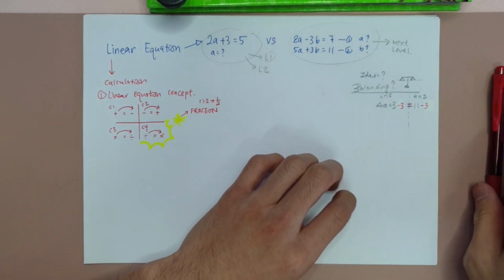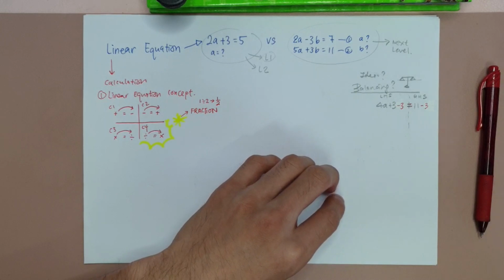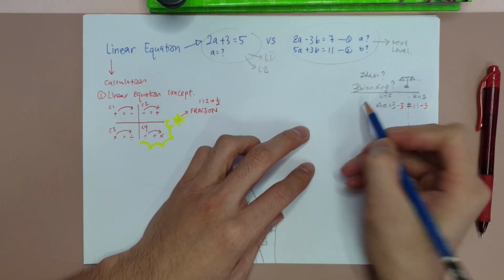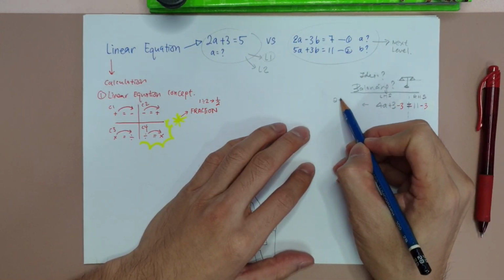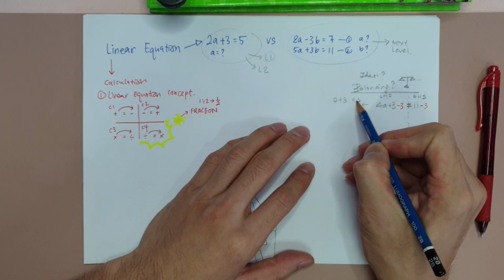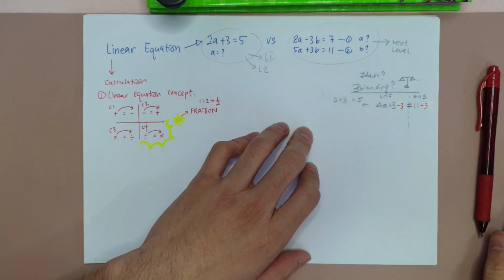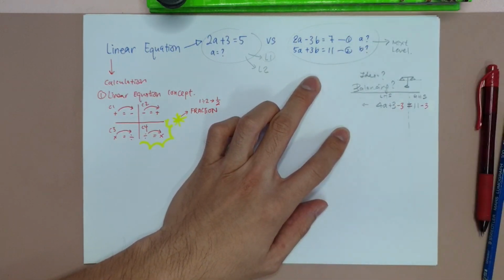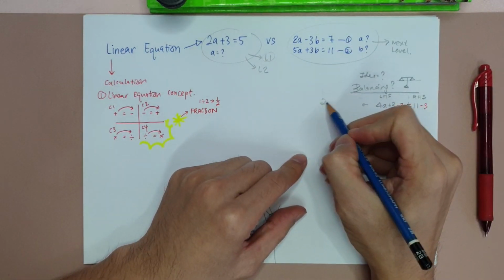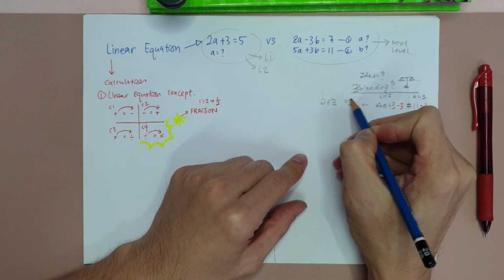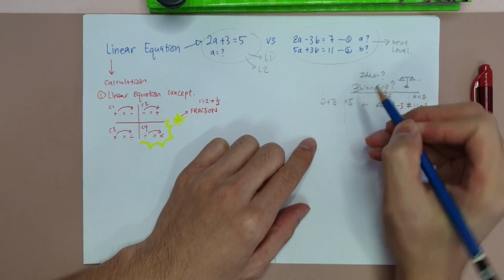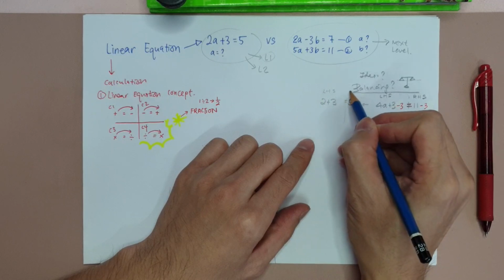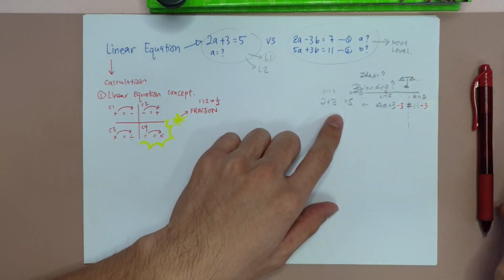Students will scratch their head and say, teacher, what is this? Okay, come, let me show you. What if I give you a very simple question like 2 plus 3 equals 5? Okay, wait, too small already. Let me make it bigger. So 2 plus 3 equals 5. This is the middle, this is the left hand side, and this is the right hand side.